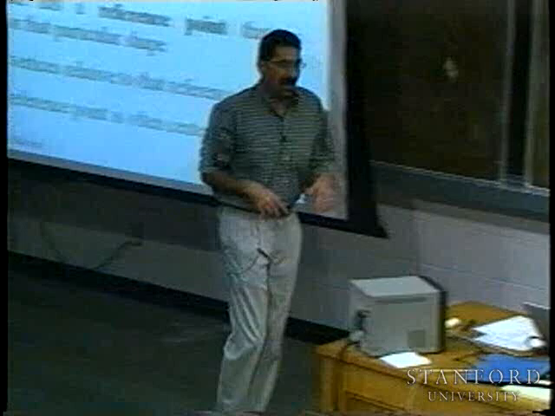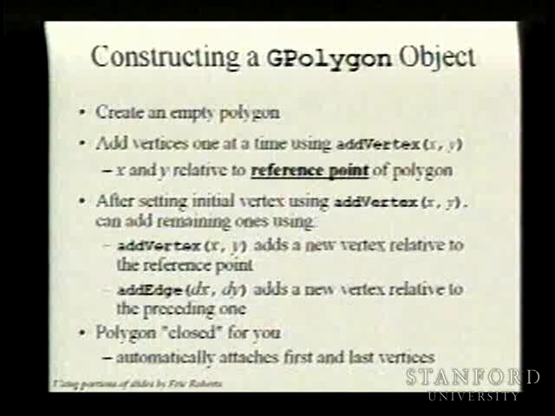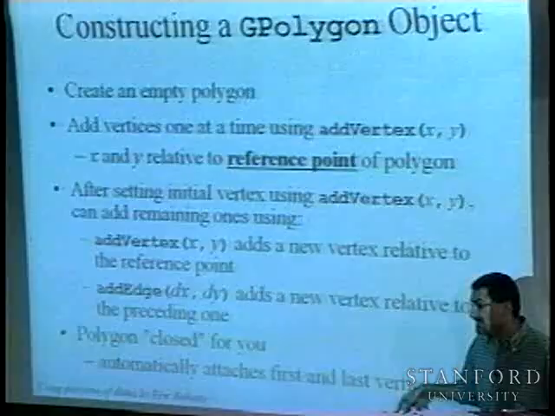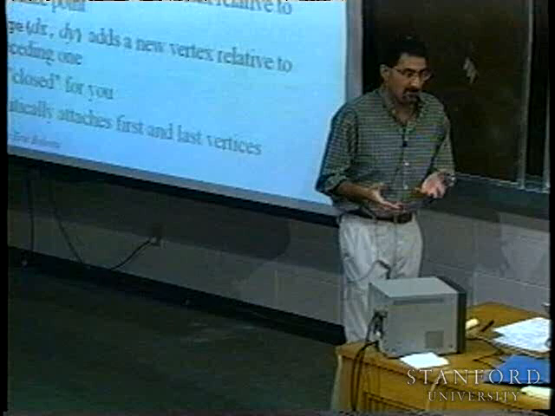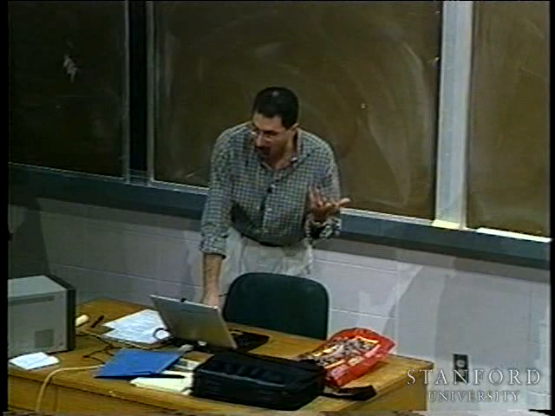So after you've added the last vertex to the polygon, basically what it does is it just automatically links up the first and last vertices to close the polygon for you. That's how you actually specify it. So you never actually need to go back to the first vertex again. It just does it. So that's a whole bunch of stuff in theory. What does it look like in practice?